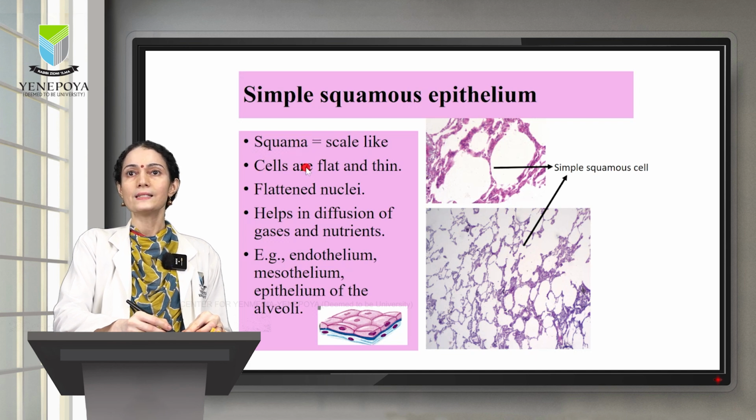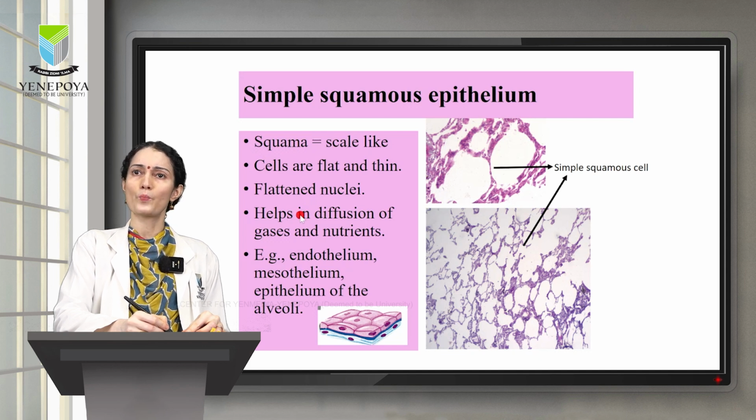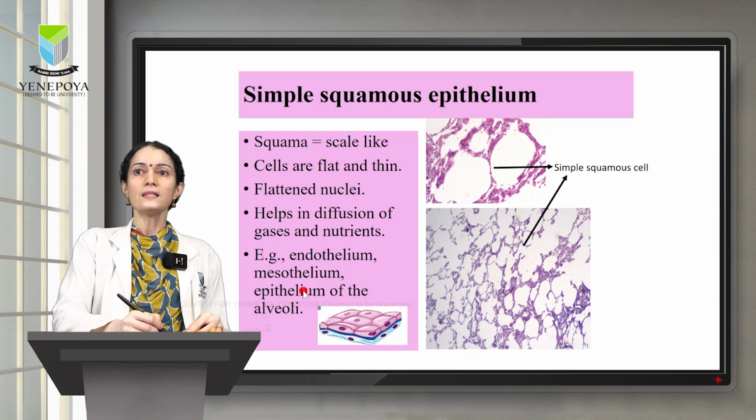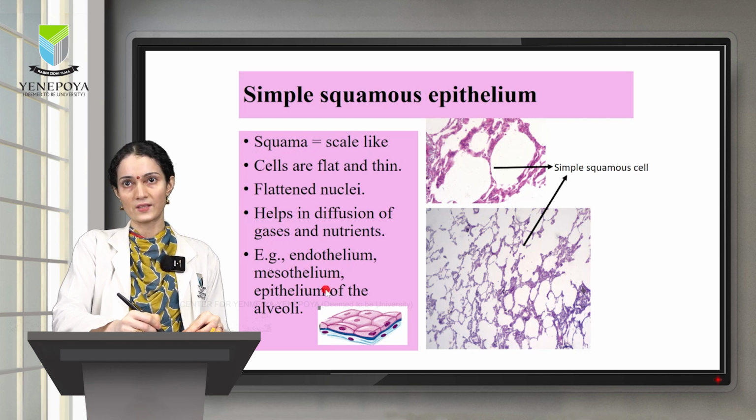So here the cells are flat and in the center the nucleus creates a bulge on the cell membrane. The adjoining cells here are held by occluding junctions and therefore the substance has to pass and diffuse through the epithelium. Examples you can see are the endothelium of the blood vessel, mesothelium of the pleura, and epithelium of the alveoli, where it helps in exchange or diffusion of gases. Whereas in the medulla of the kidney, it helps in countercurrent exchange.